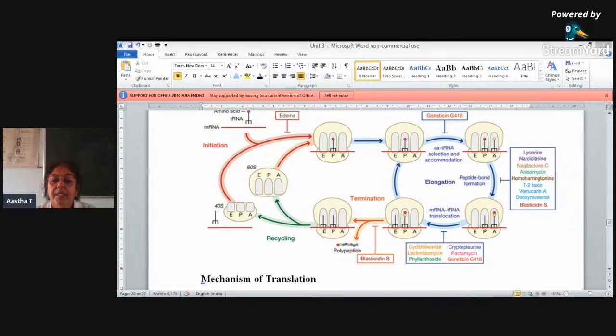E site will be the exit site, so that will be recognized by the termination, that will be recognized by the release factors. The termination codon will be recognized by the release factor. So site of action प्रत्येकाची त्यांनी दाखवलेली आहे.